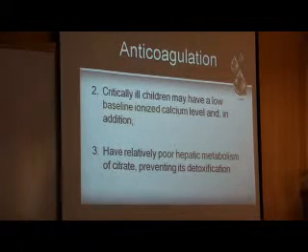Besides, critically ill children already have a low ionized serum calcium level. The third factor is that most critically ill children are exposed to hypoxia, and the hypoxic insult leads to hepatic dysfunction that affects the detoxification of citrate.